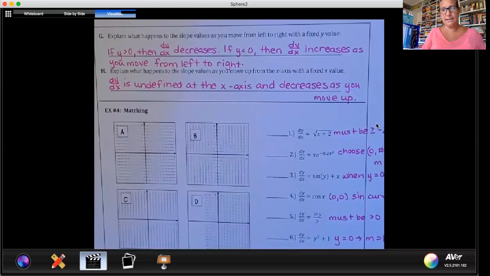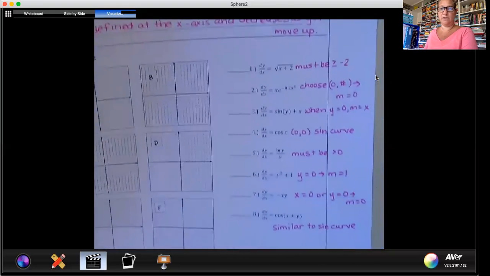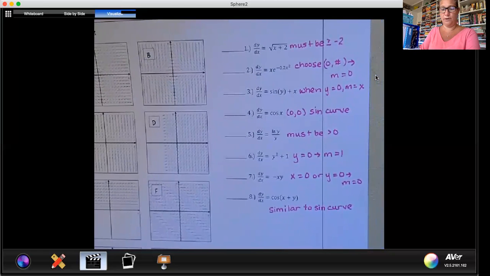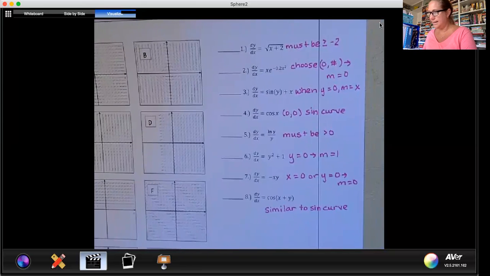Now, our next example is asking you to match a differential equation to a slope field. So what I've done here is given you some hints. I'm going to go through 1 or 2 of them with you. And then I want you guys to pause your video, fill in the rest of them, and then we'll conclude our lesson on the next page. All right, let's look at 4.